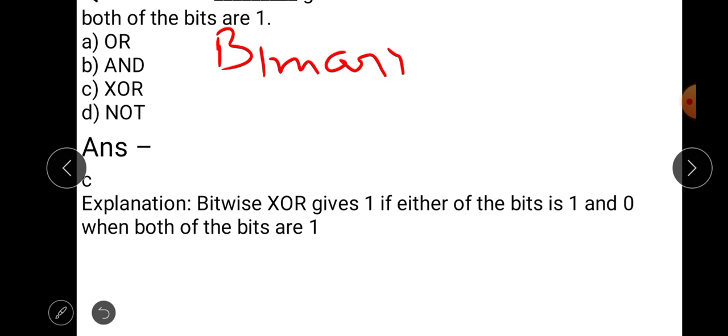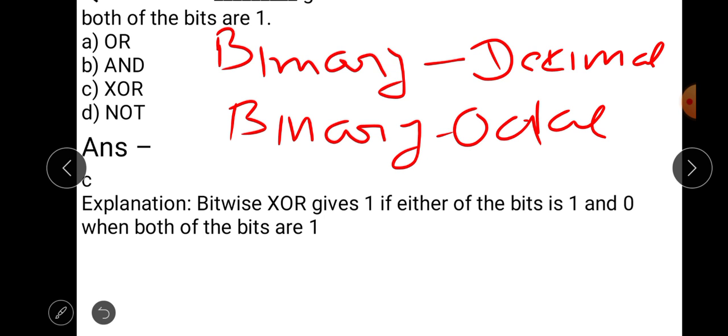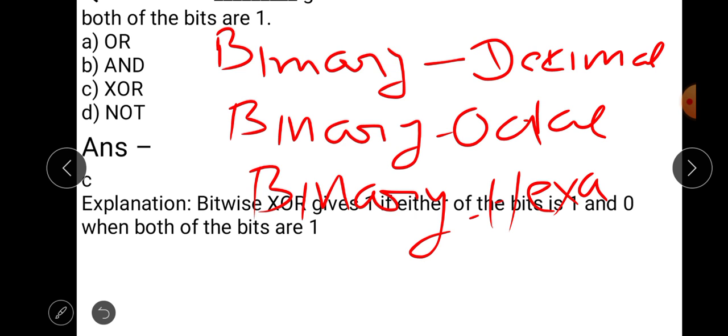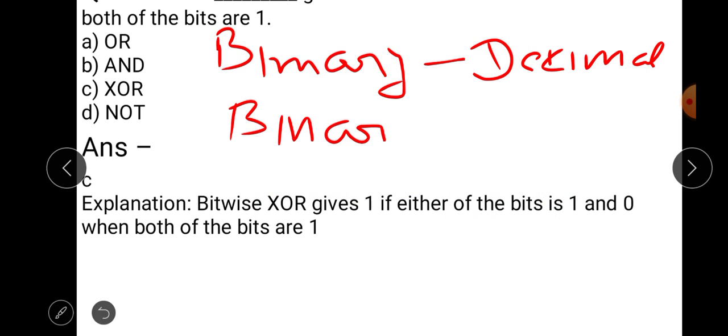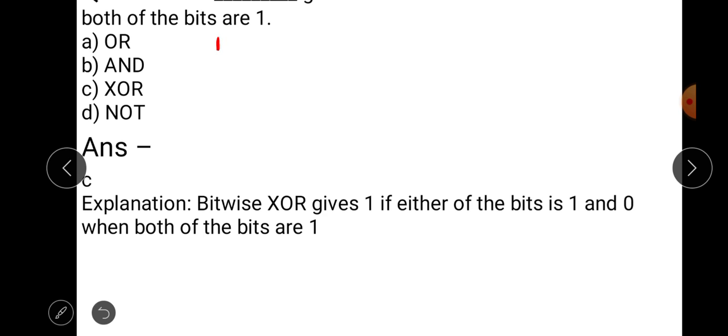we should learn how to calculate binary into decimal, binary into octal, and binary into hexadecimal. Okay. So for example, let's take a binary number. I just want to show you how to convert binary to decimal. So let us take an example.